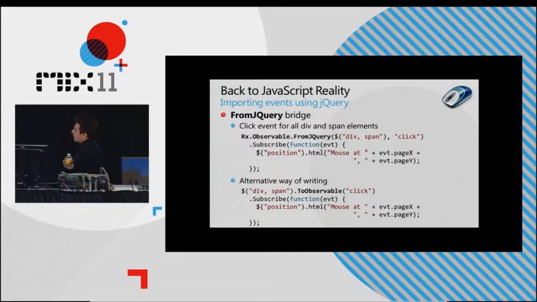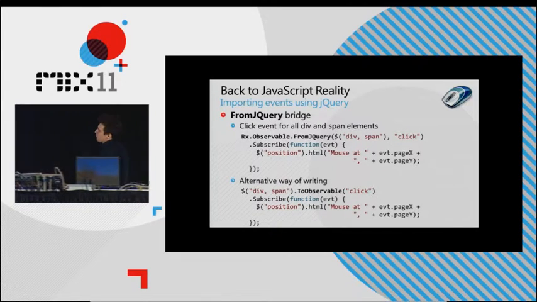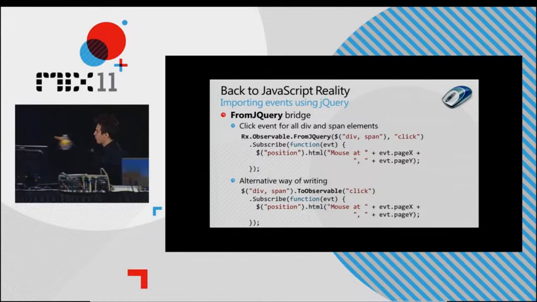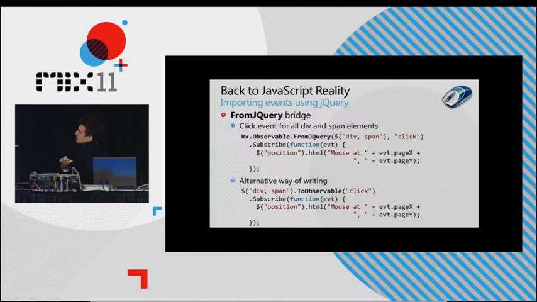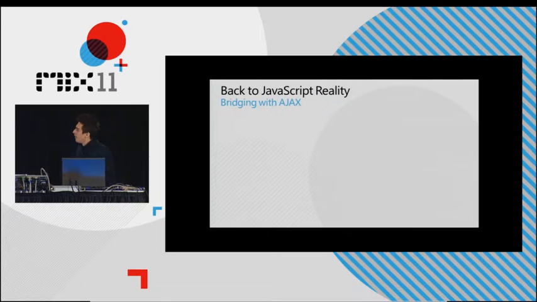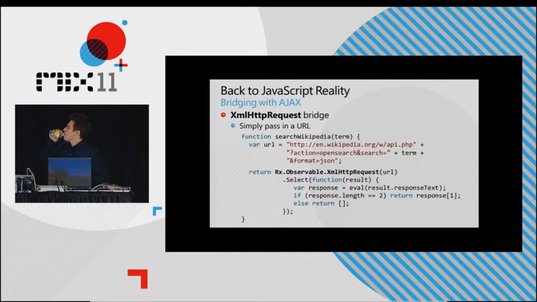Here's an alternative way of writing it. We also have a toObservable function that you can use on this jQuery construction, and then ultimately you can do subscribe in exactly the same way as you did with the top piece of code. So given that, we've seen how to deal with UI stuff typically. How do we deal with things like AJAX?